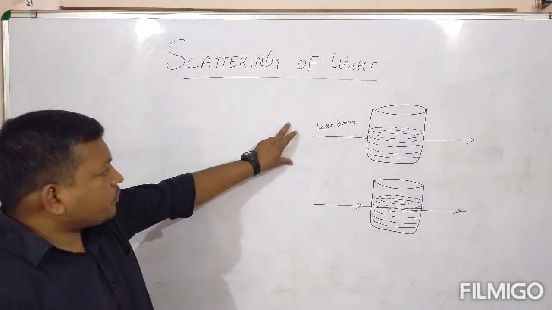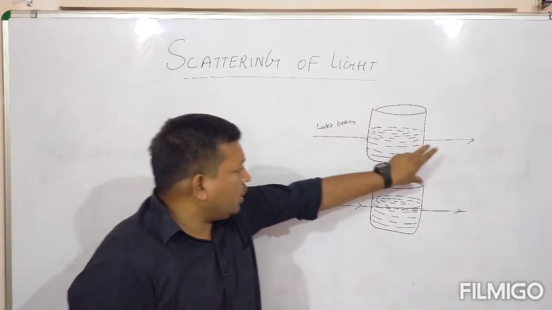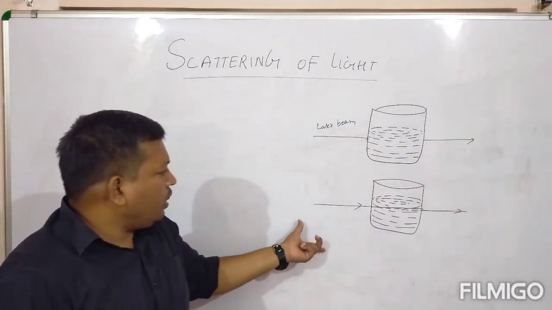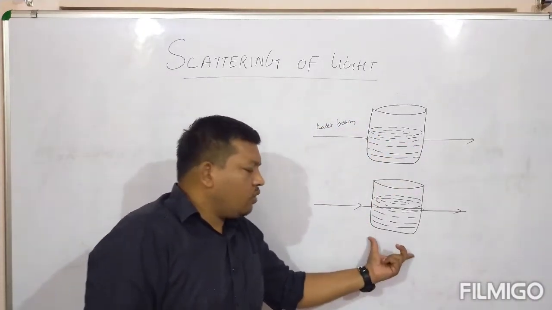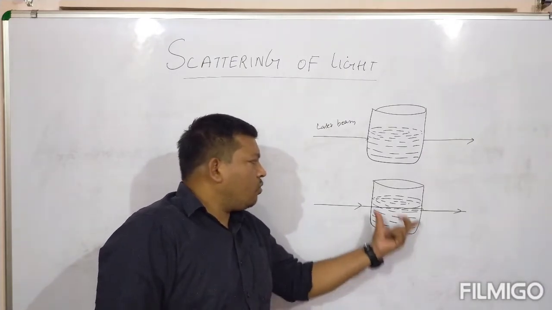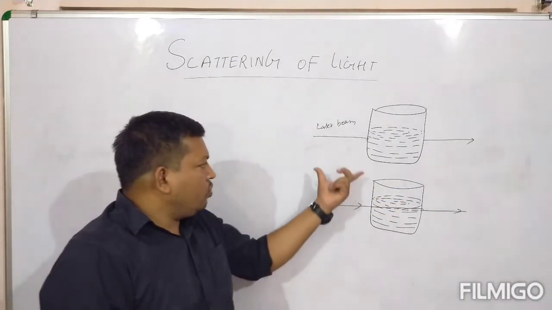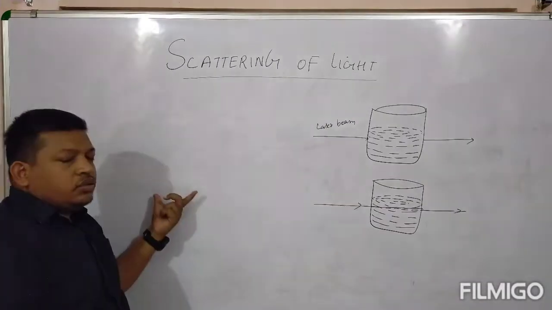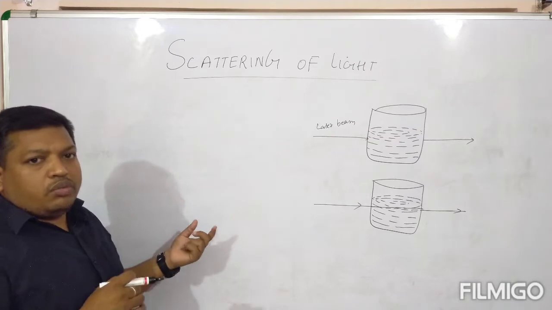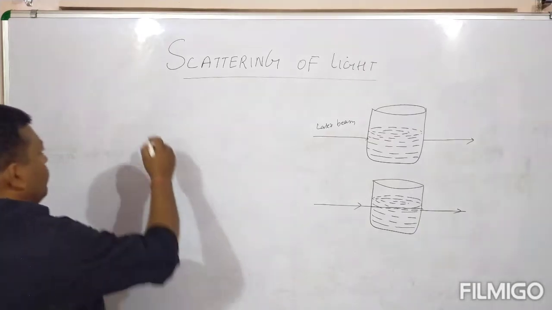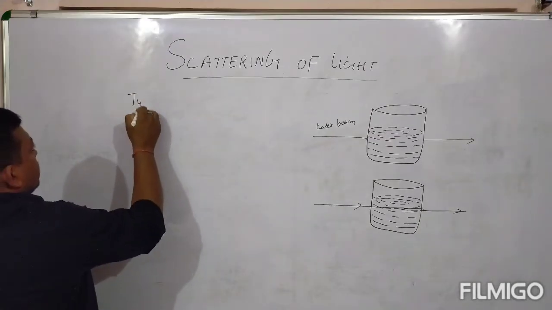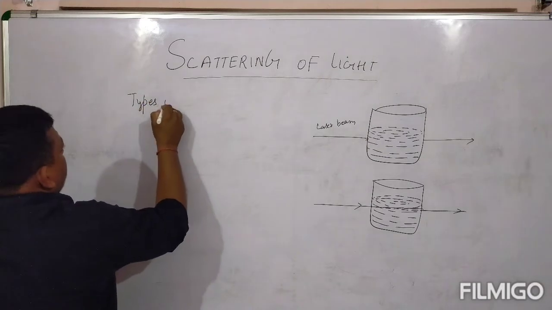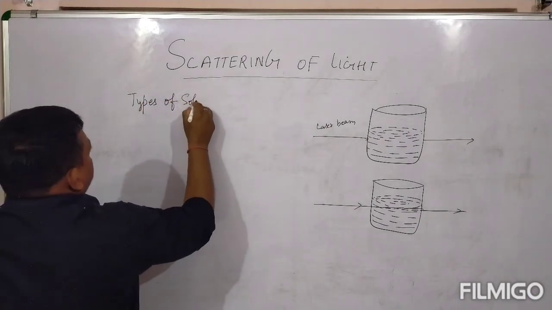What happens when the beam is passed through the glass? It is not visible, and when the beam is passed through the milk water solution, it is visible. What is happening here? To know, we will revise the types of solutions which we have studied in chemistry. What types of solutions have we studied? We have studied three types of solutions.